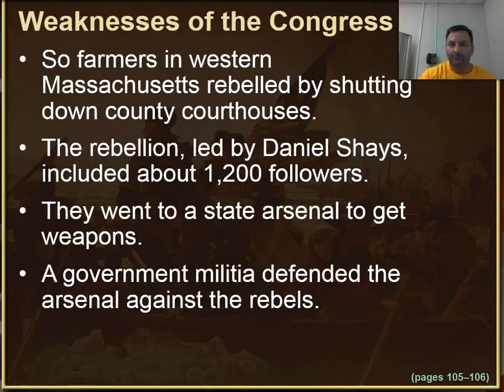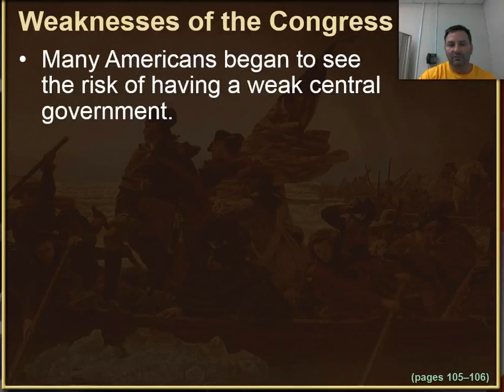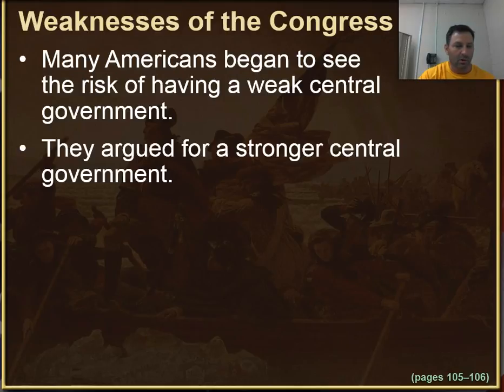Many Americans began to see the risk of having a weak central government. They argued for a strong central government at this time. That concludes our talk about some of the achievements and the weaknesses of the Articles of Confederation.